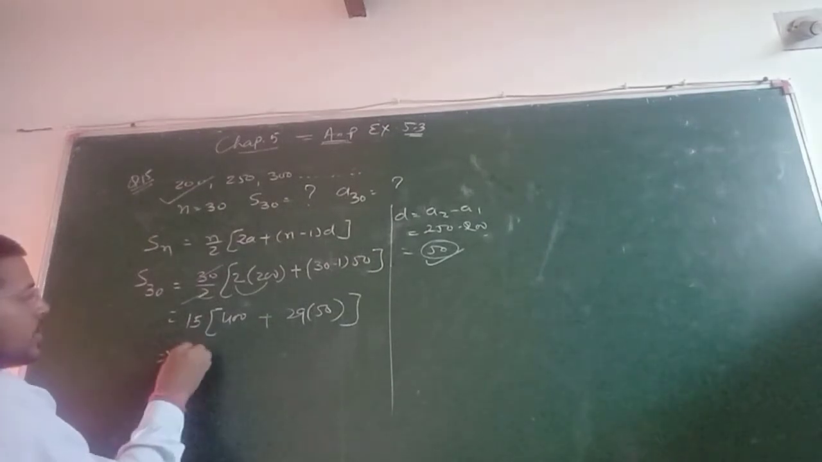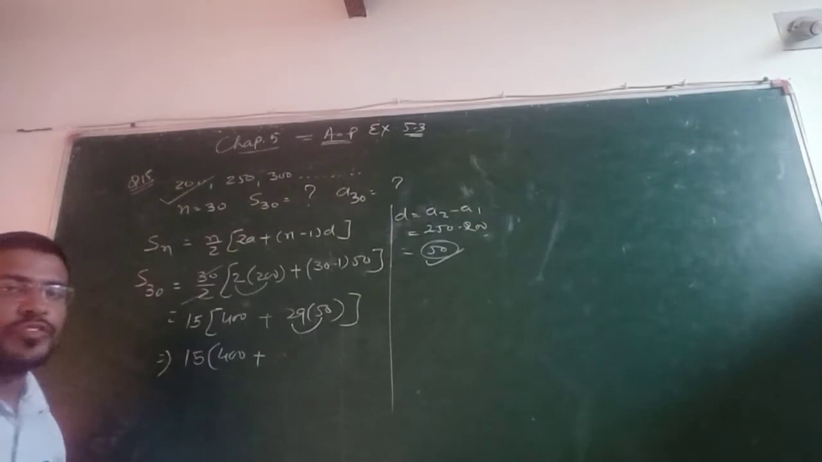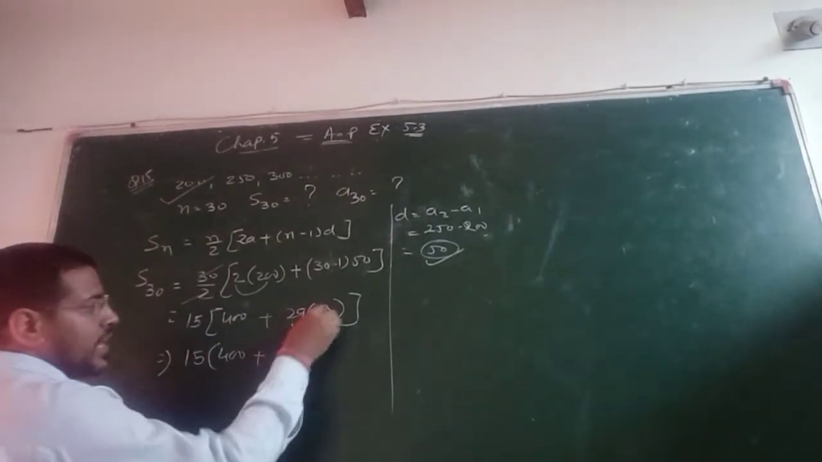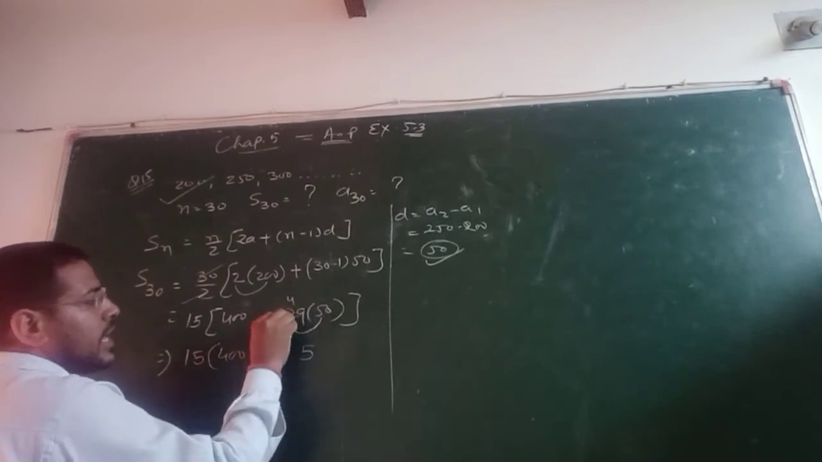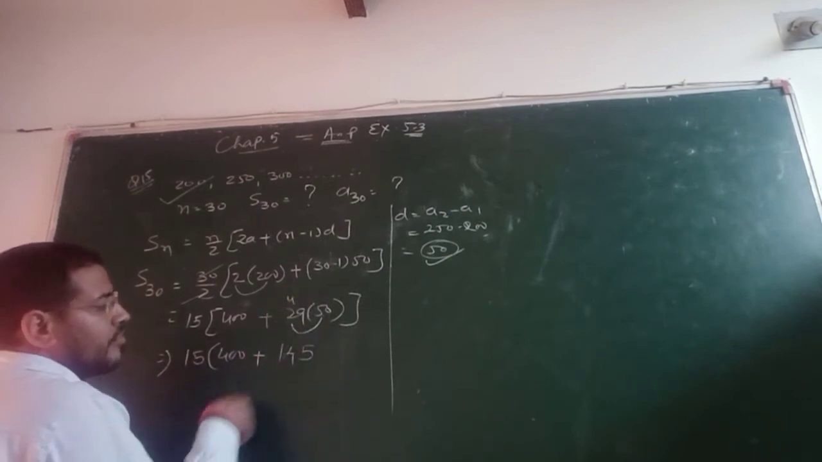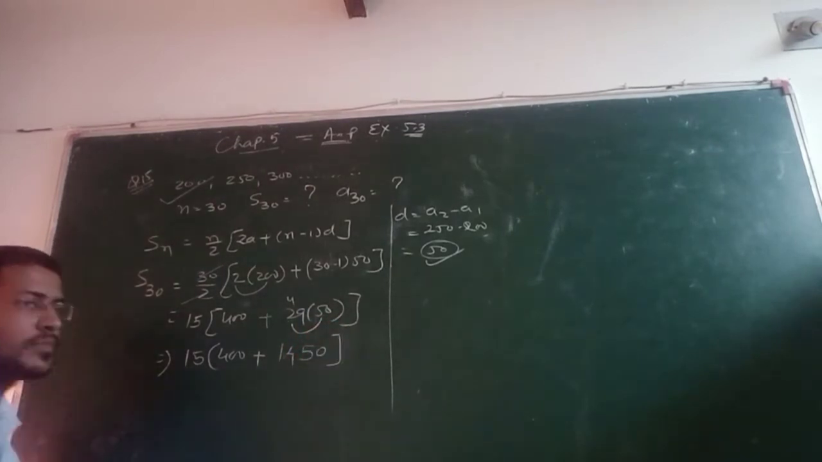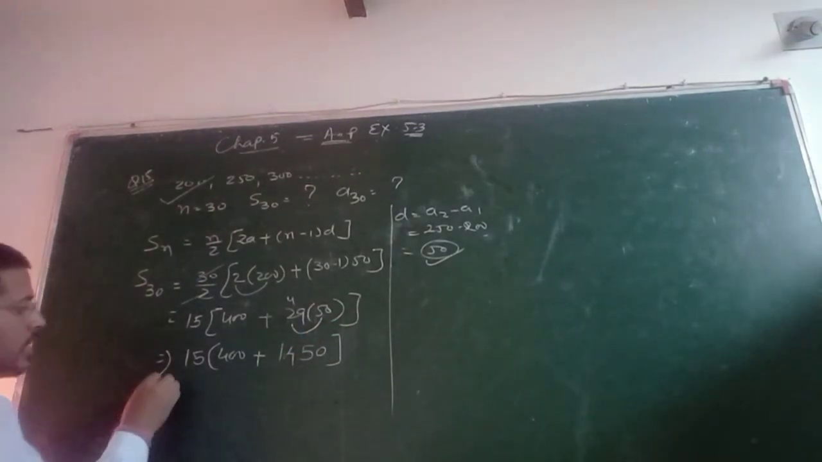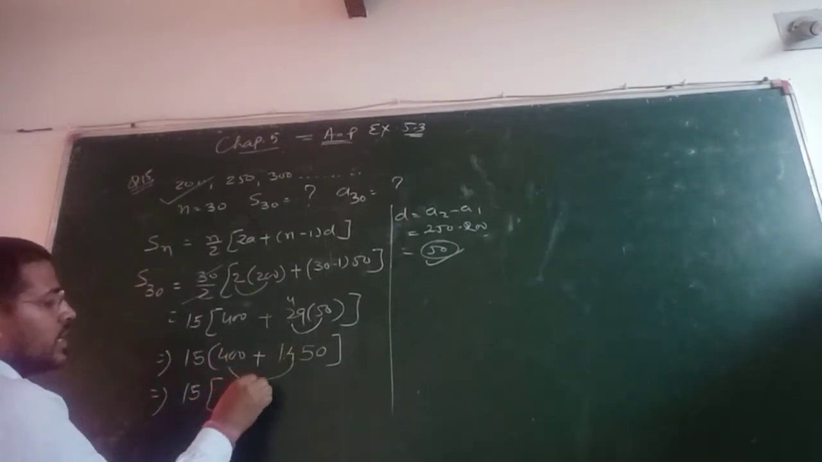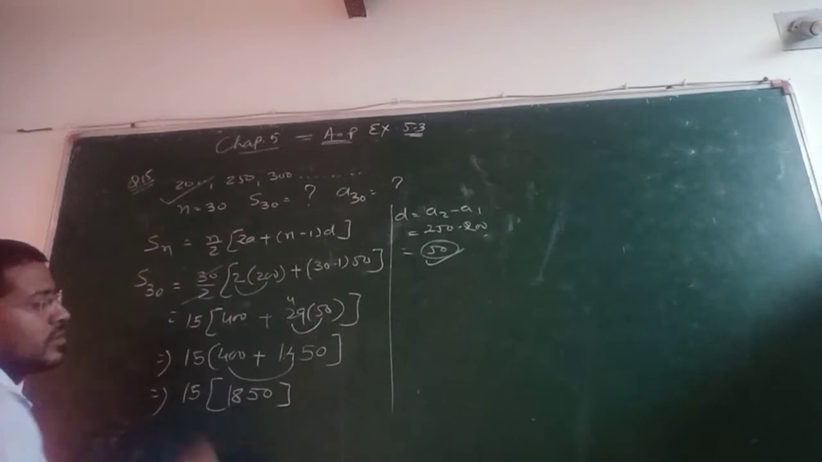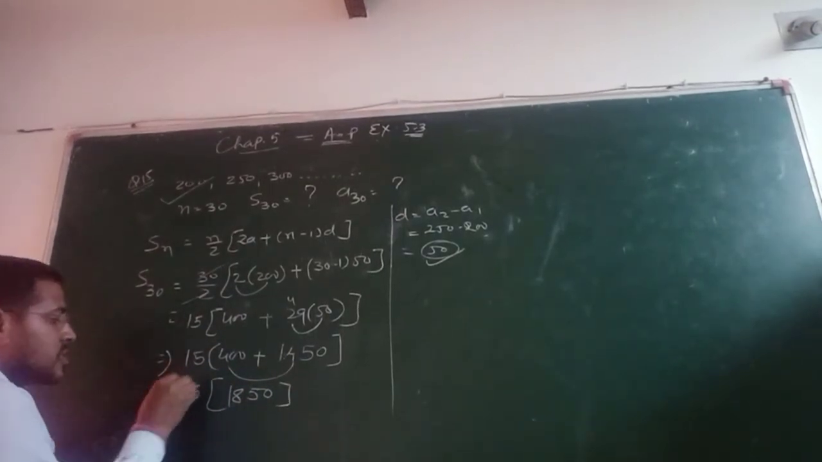So you can see 400 plus, get the multiplication of 29 into 5. So 5 9s are 45, 4 carry, 4 2s are 8, sorry 5 2s are 10 plus 4, 14, and keep 0 over there. Then add both of these things, 14 plus 4, 1850. Okay friends, now multiply this one.